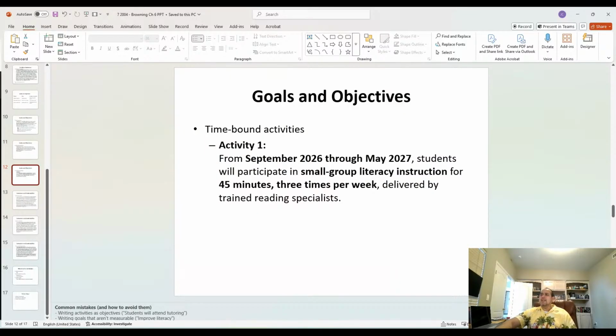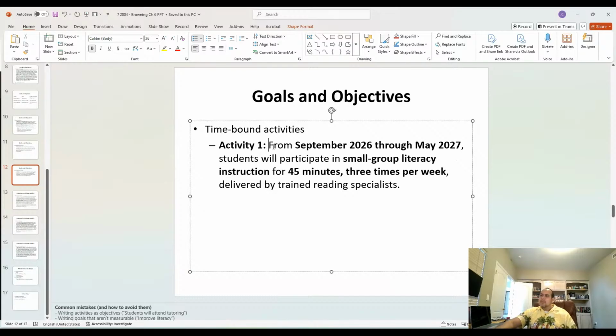Then you have time-bound activities. Okay. Here's one example. Activity 1 from September 2026 through May 2027. Students will participate in small group literacy instruction for 45 minutes, 3 times per week, delivered by trained reading specialists. It tells you when the activity is going to start, when it's going to end, who's going to do it, and for how long they're going to do it. Okay.